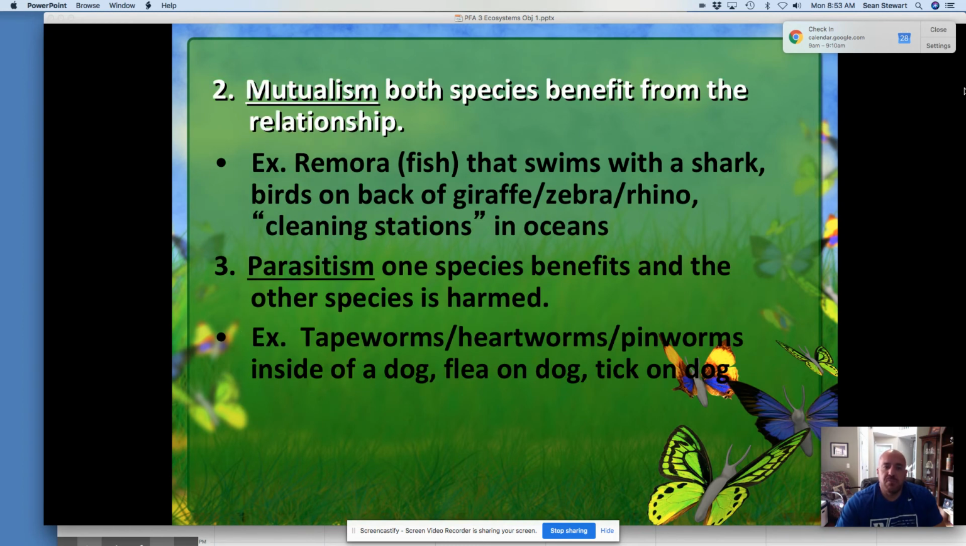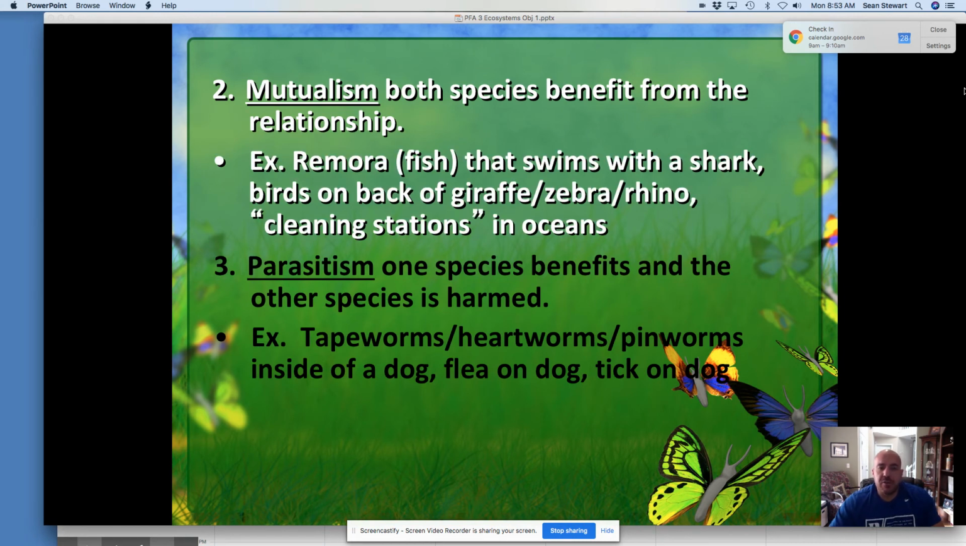Mutualism. Well, mutual means both. In this case, both species benefit. You've probably heard of remora, or at least what they do. Those are those really tiny fish that swim next to a shark, and they actually will go into its mouth and pick off food particles from its teeth, and the shark won't eat them. The reason being, the shark benefits. It gets its teeth clean, so it avoids infections, and the fish benefit by getting food.